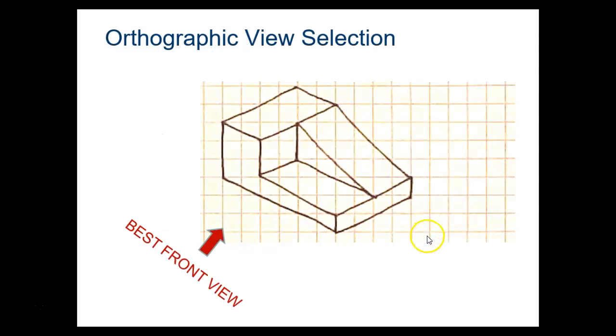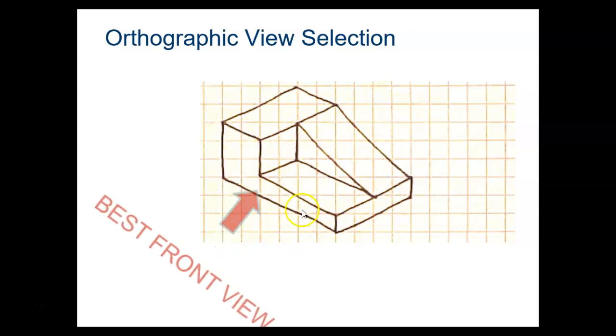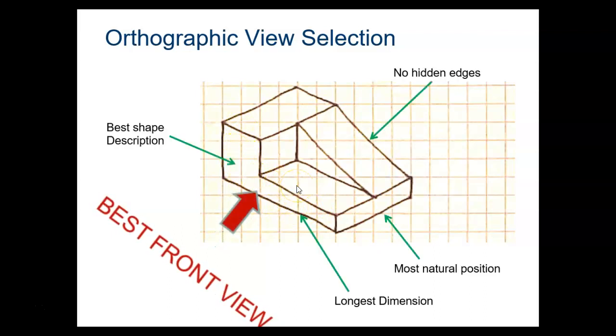So let's look at this object. Here we have an isometric object, and the best front view is going to be this surface right here. So this has the best shape description. There's no hidden edges if we look at it at this angle, in this position. And the longest dimension is also shown here.